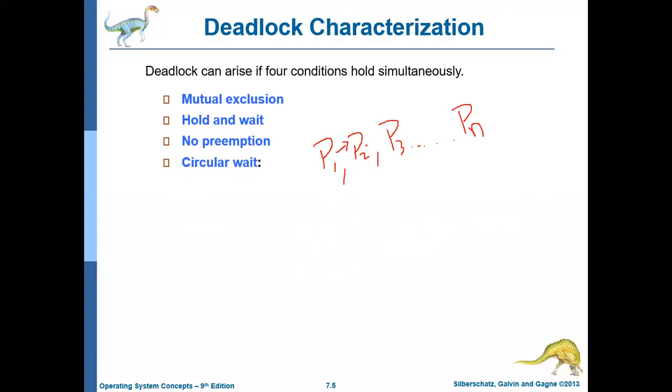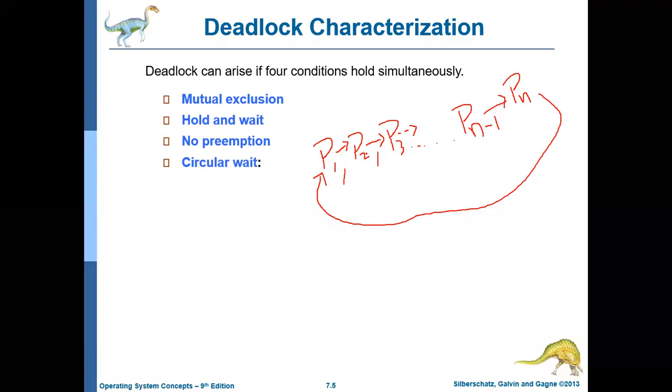P2 is holding a resource and it is waiting for a resource from P3. P3 is holding a resource and it is waiting for a resource from P4. Like that it continues. Similarly, Pn minus 1 is holding a resource and it is waiting for a resource from the process Pn. And Pn is holding a resource and it is waiting for a resource which is held by P1. So P1 is holding a resource and it is waiting for a resource which is currently held by P2.